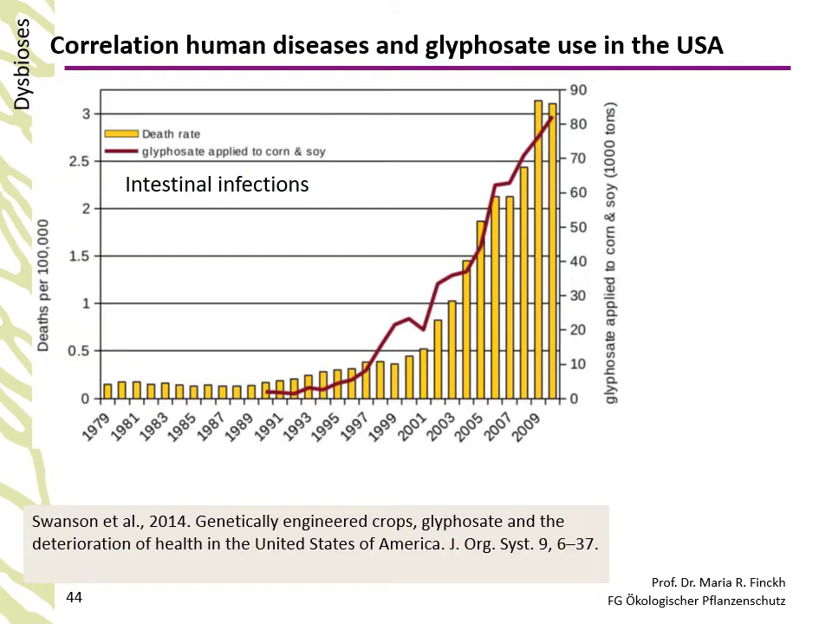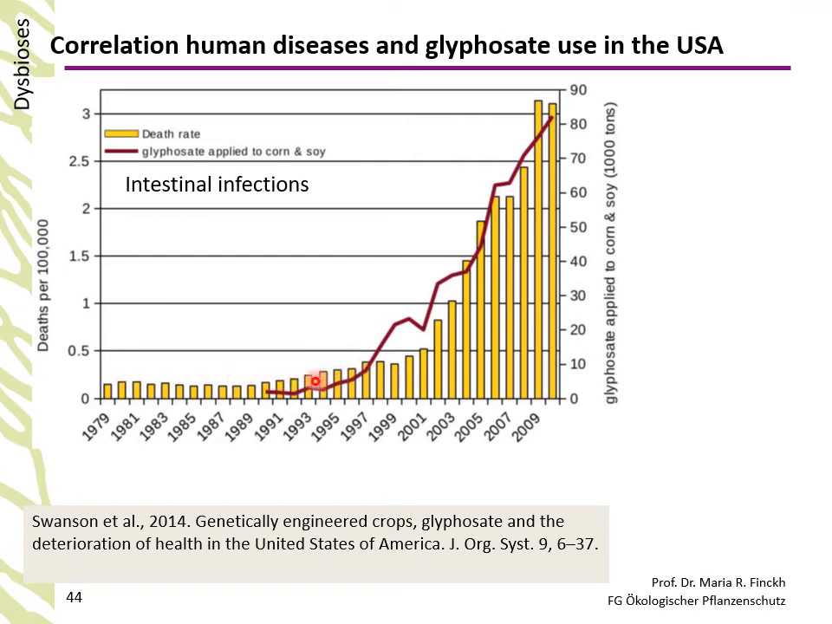Let's look at some disease data from the United States. That was done in 2014 by Swanson and co-authors. They looked at a total of, I think, 30 different diseases and disorders in the US databases, and then they made correlation graphs. So in this case, for example, it's intestinal infections due to microorganisms. In the late 80s, the deaths per 100,000 were down here, and it was relatively the same over time, and then it slowly increased.